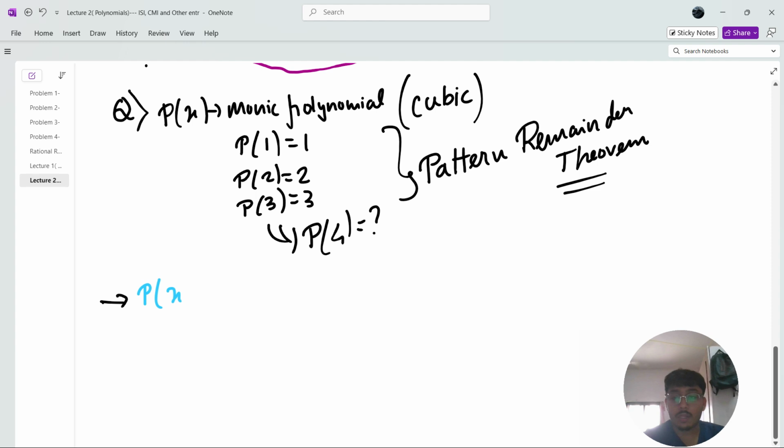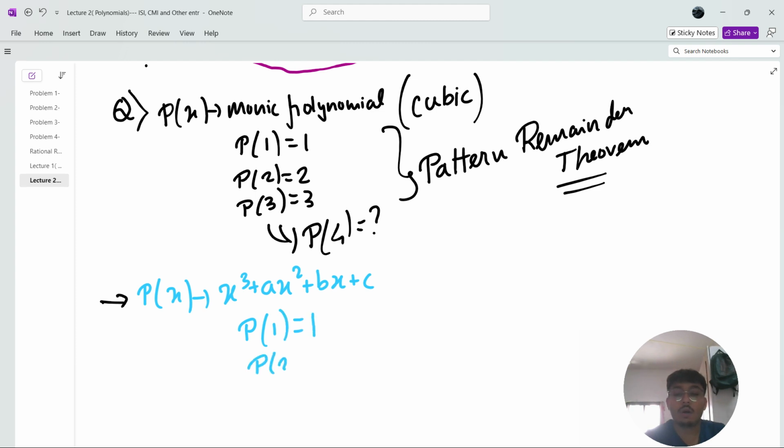My p of x is given to be a monic polynomial, so basically I can take this to be some sort of x cube plus ax square plus bx plus c, a cubic polynomial, monic cubic, and we are given p of 1 is 1, p of 2 is 2, p of 3 is 3. If you notice the pattern, x, x, x, x, x, and x again. So basically my pattern is p of x when putting a certain value always gives me the remainder x.